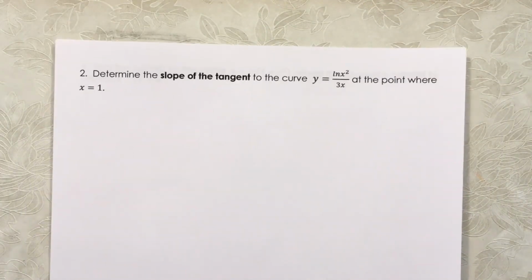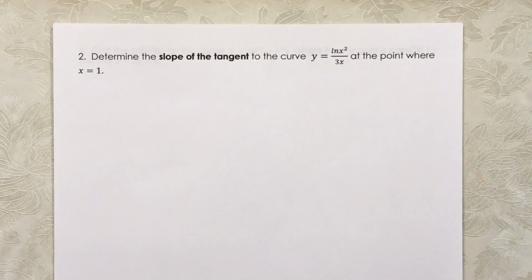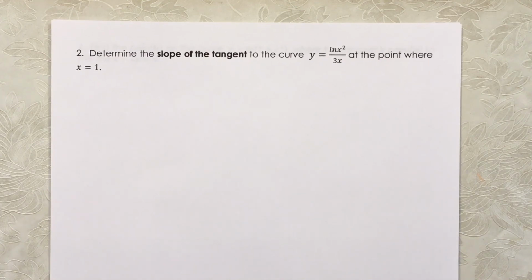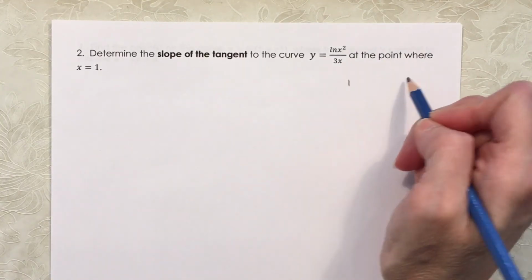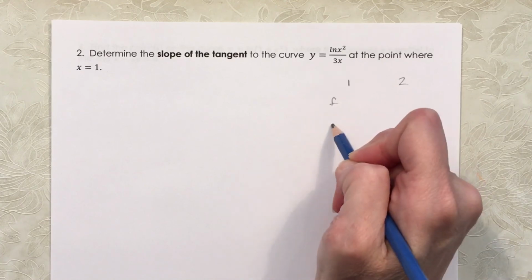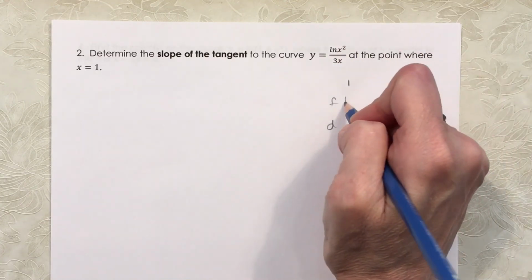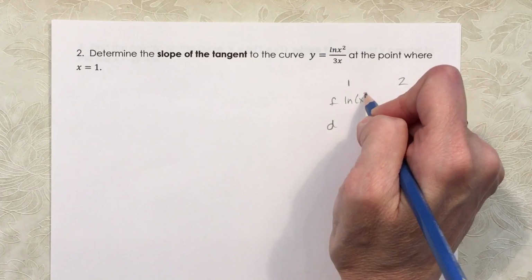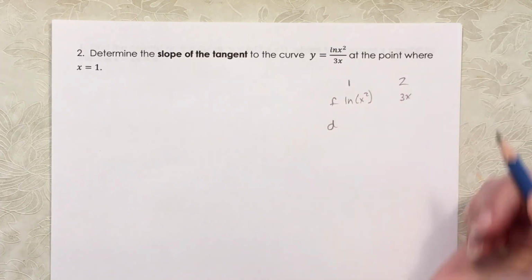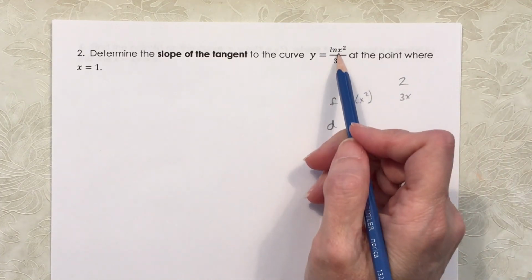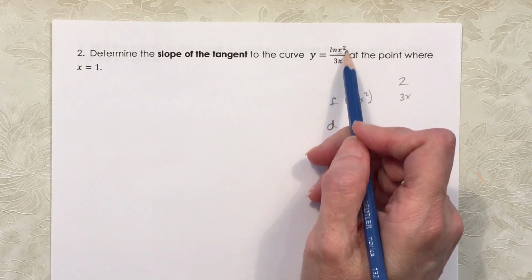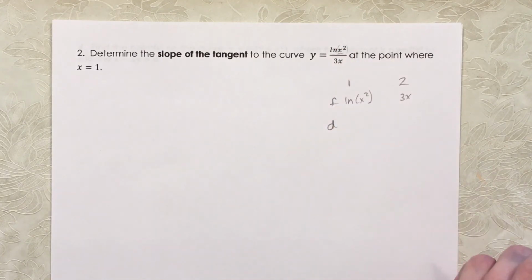So our first one, our easiest type: determine the slope of the tangent to that curve at the point where x equals 1. So we can see that there's going to be a quotient rule because we're dividing functions of x. So we have the ln of x squared and 3x. If there's no brackets, then you assume that what comes right after the ln is what we call the subject of the ln.